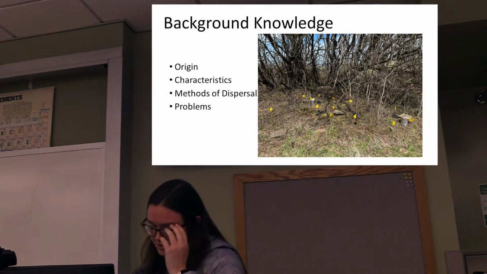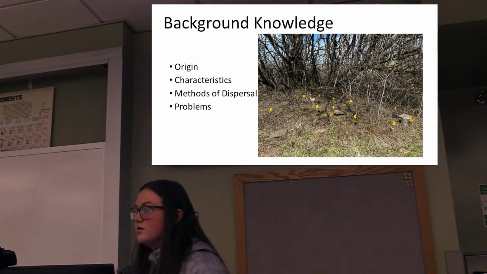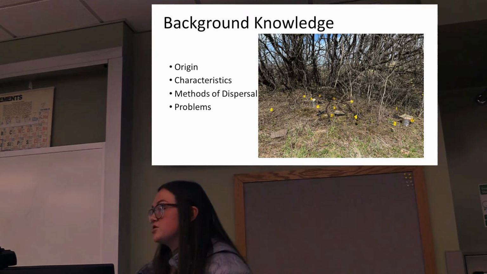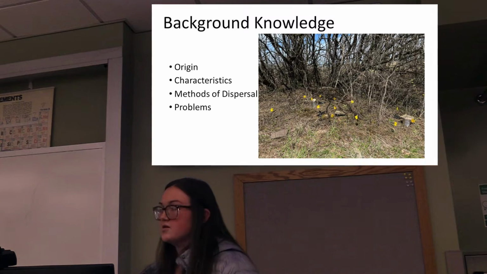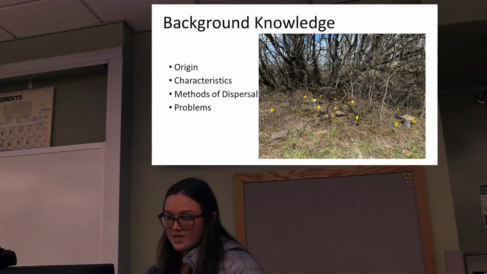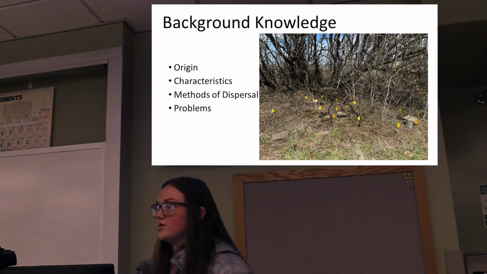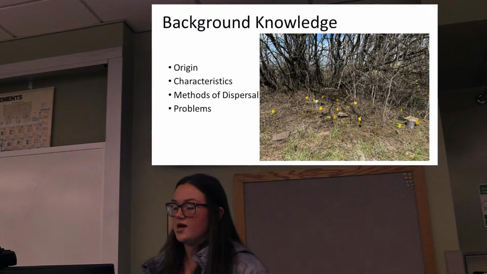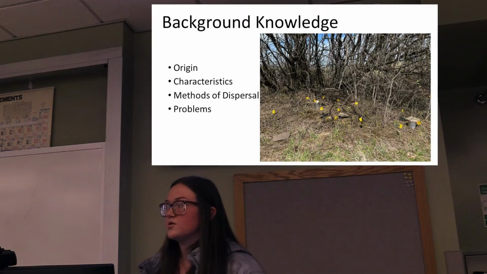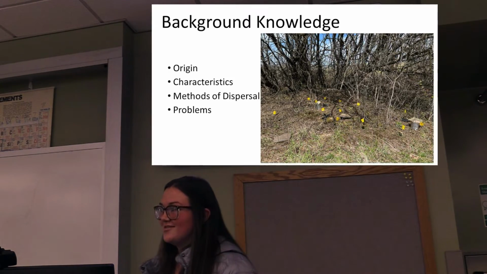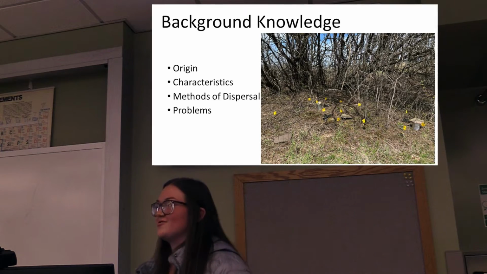Now, European buckthorn is normally found in forest understories, hedgerows, and thickets. It's normally around streams and lake edges, and also on roadsides. The way it gets dispersed is that birds eat the berries, and the berries act as laxatives for the birds, so the seeds get spread all over, which makes it very hard to control.